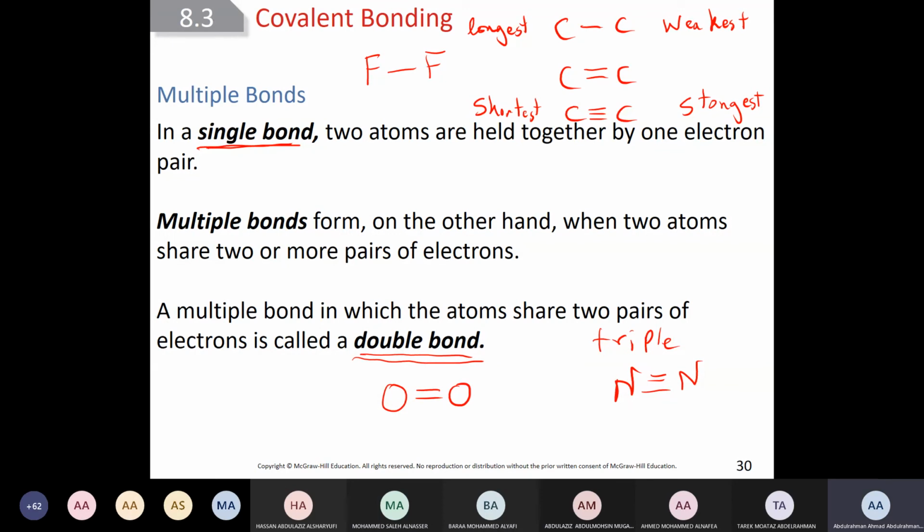Is this clear? We call them multiple bonds. What do you mean by multiple bond? Either a double bond or a triple bond, more than 1. Okay.